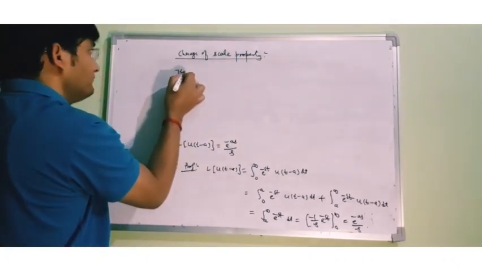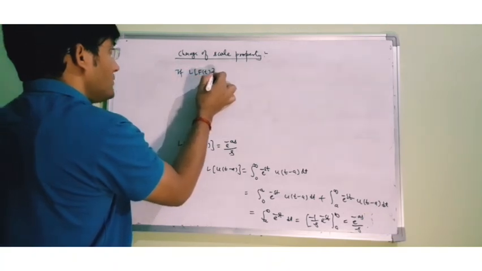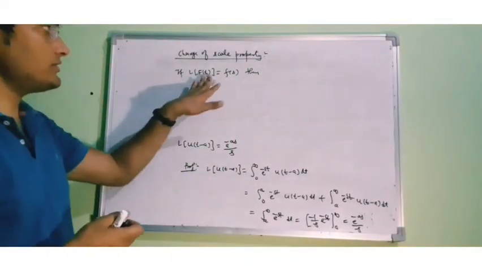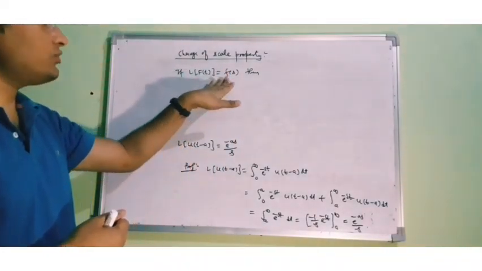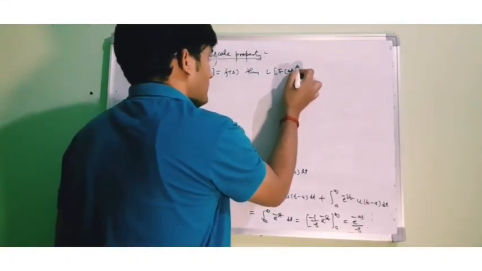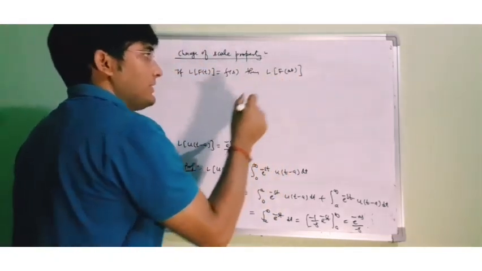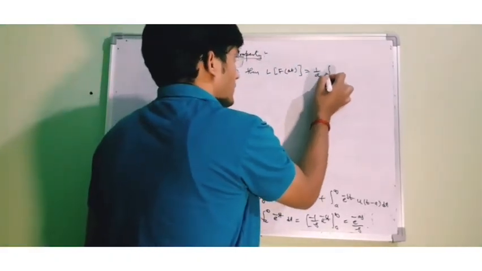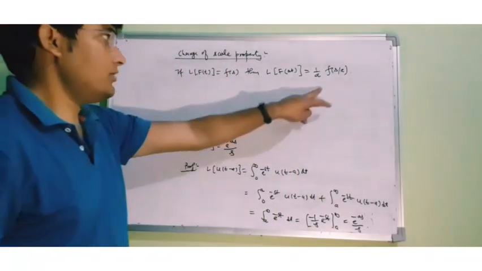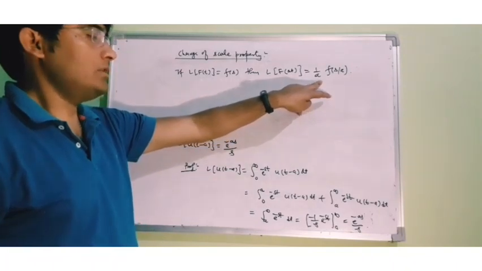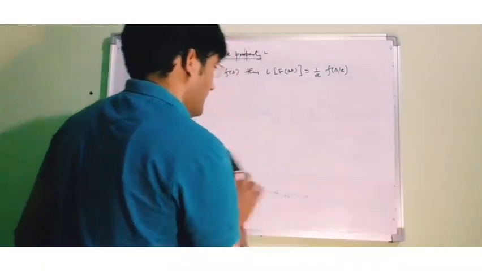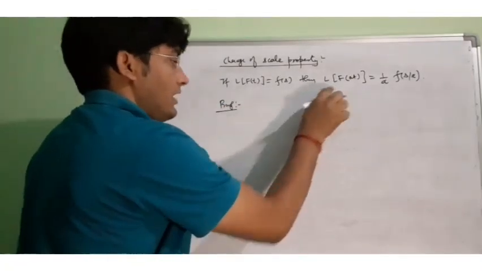Suppose that if Laplace of f(t) is equal to F(s), then again, provided that the function is sectionally continuous and of exponential order, the Laplace of f(at), that means we have taken some multiplier a, is equal to 1 upon a F(s upon a). That means we will have a number 1 by a at this place, and our s will be replaced by s upon a.